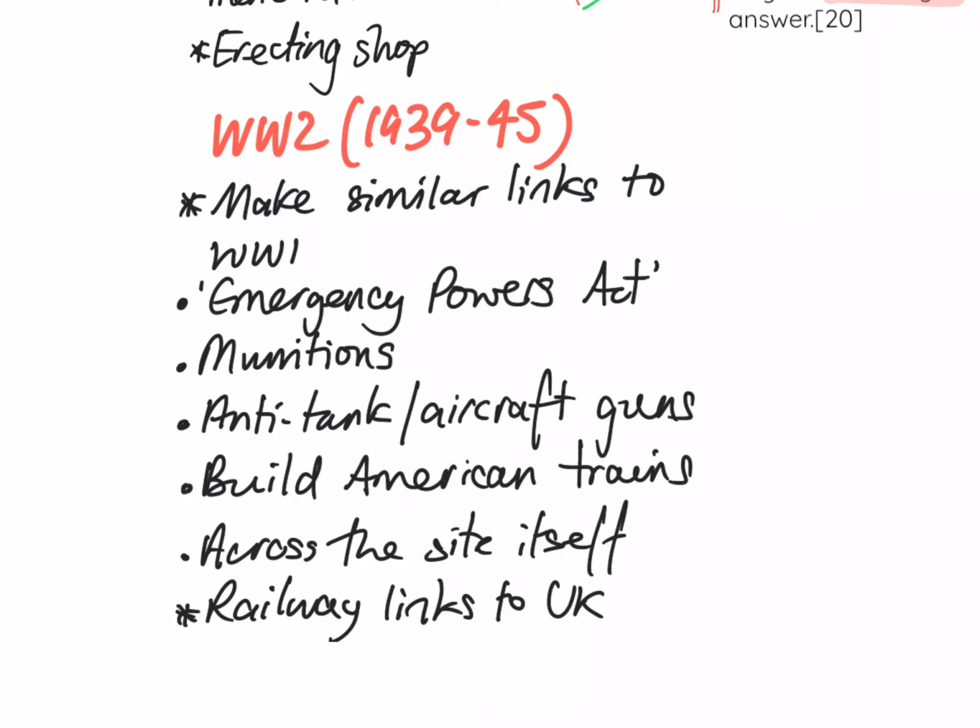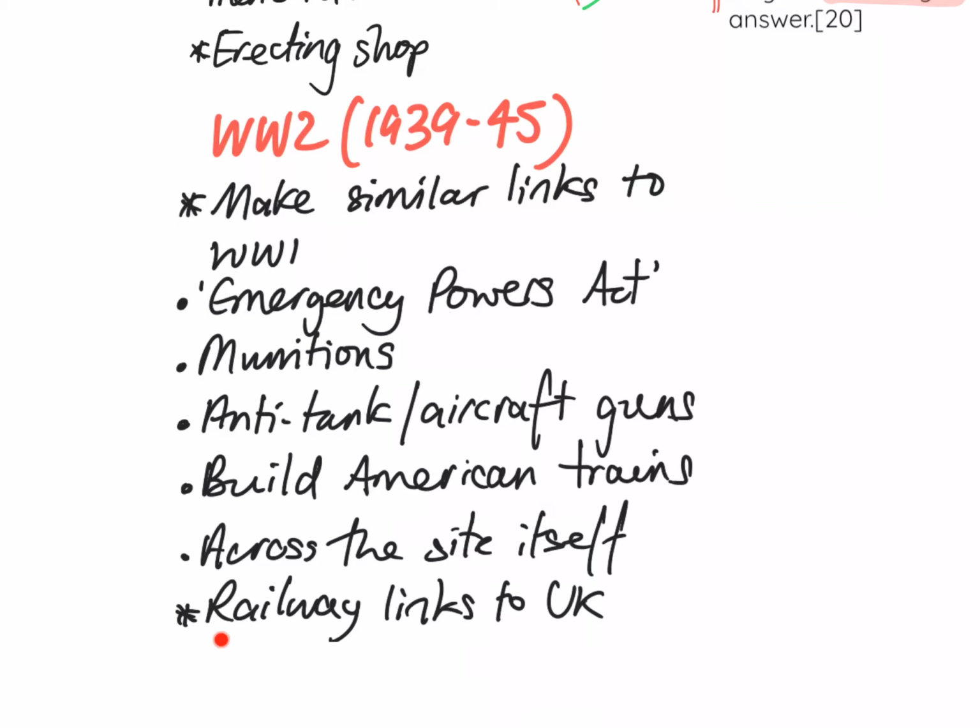We've also forgotten to put on here the fact that they used Horsa gliders and the significance of that for D-Day and helping to end World War II. But for the specific areas, we know that this was across the site itself. It might be worth mentioning something like the Crimsall workshop or the erecting shop again. But I think it would also be useful to mention specific features.